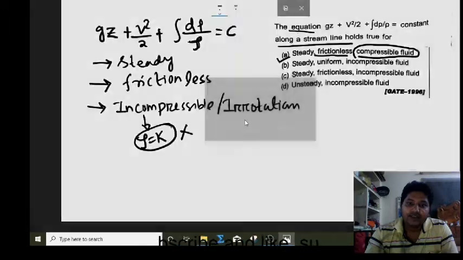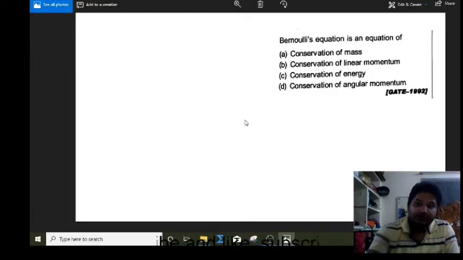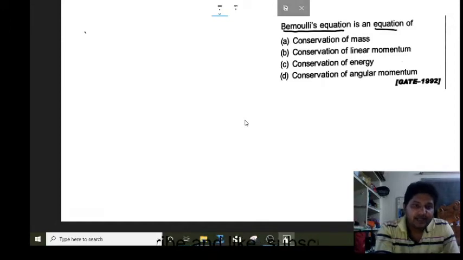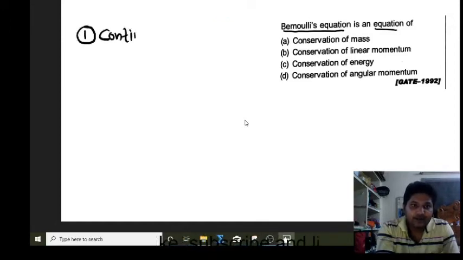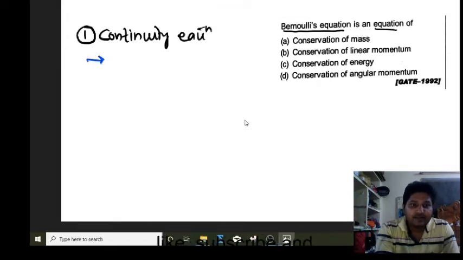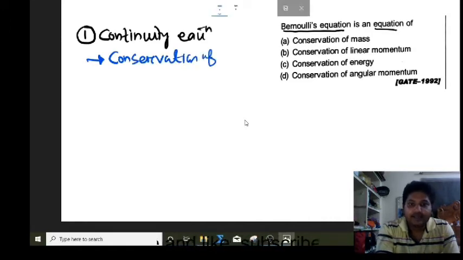Next we are going to solve this one. It is asking: the Bernoulli equation is the equation of what? This is very interesting. There are three equations. The first one is called the continuity equation. This continuity equation is based upon the conservation of mass.